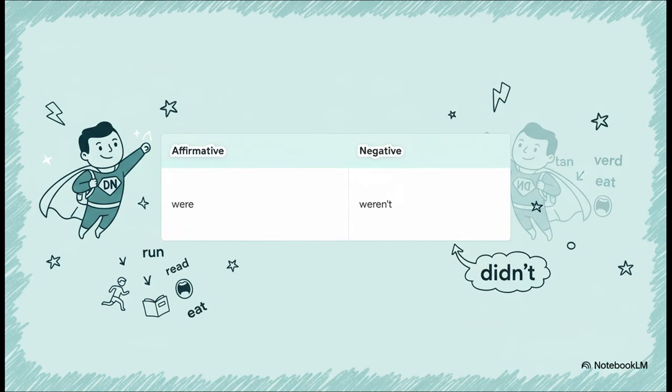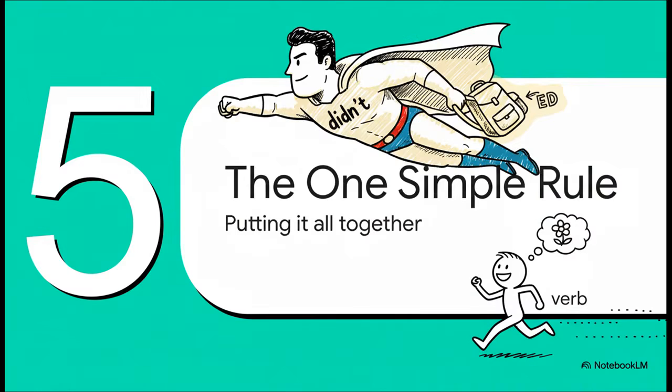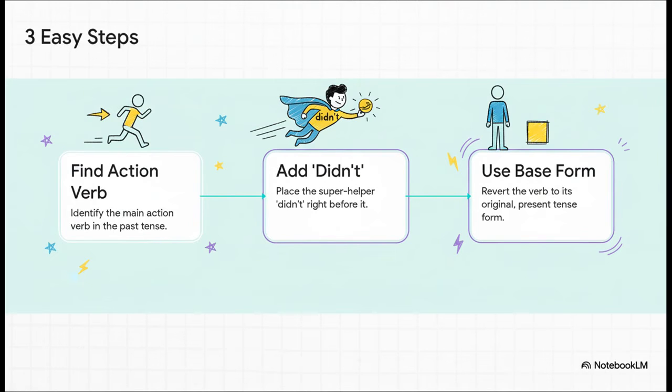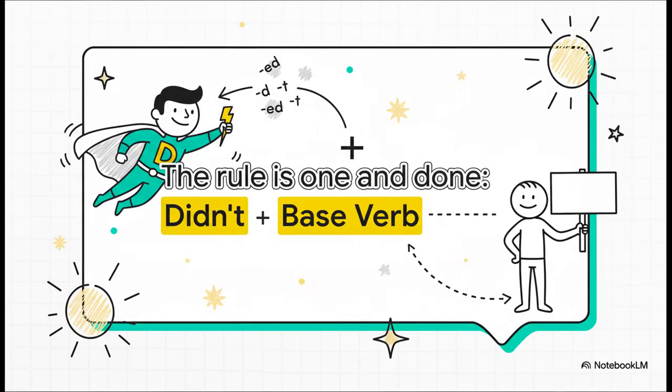A total independent. So, after all that, what's the big takeaway? What does it all boil down to? It's really just one super simple rule that's going to work for almost every action verb you can think of. Let's break it down into 3 simple steps. Step 1, find your action verb. You know, made, kept, whatever. Step 2, call in the super helper, didn't, and stick it right in front. And step 3, this is the key, let your action verb change back to its original form. Make, keep, and so on. And there you have it.